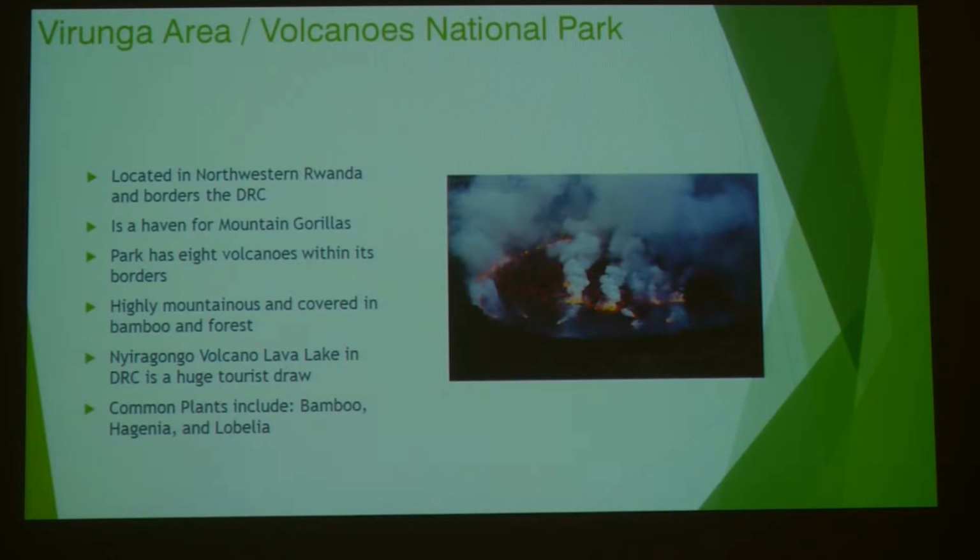So the first park we were working with is the Virunga area in Volcanoes National Park. This is located in northwestern Rwanda and actually shares a border with the Democratic Republic of Congo and is known for being a haven to mountain gorillas. And it's also where Diane Fossey did a lot of her work. It currently has 8 volcanoes within its borders and is known for the famous Nyiragongo volcano lava lake, and it's actually a huge tourist draw because it's just a bubbling pit of magma at the surface. It's an incredibly mountainous region and covered in a large variety of vegetation, including bamboo and lobelia.